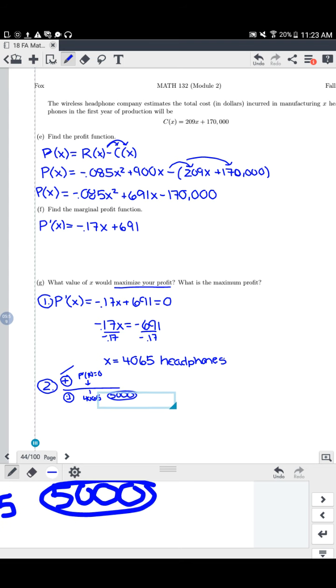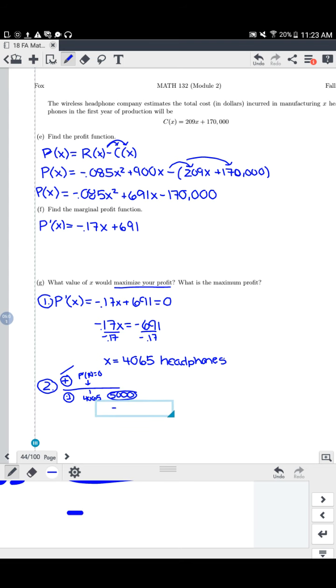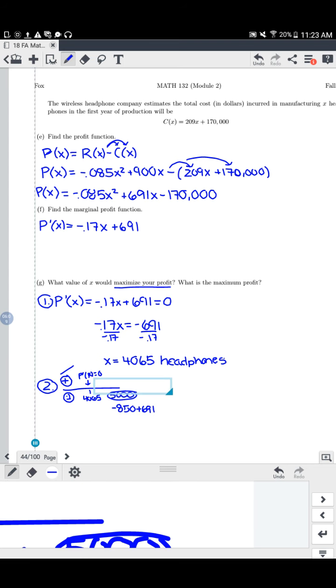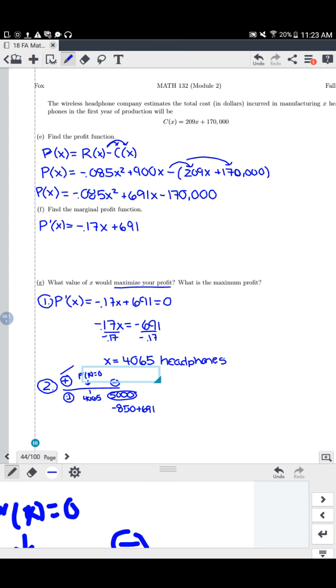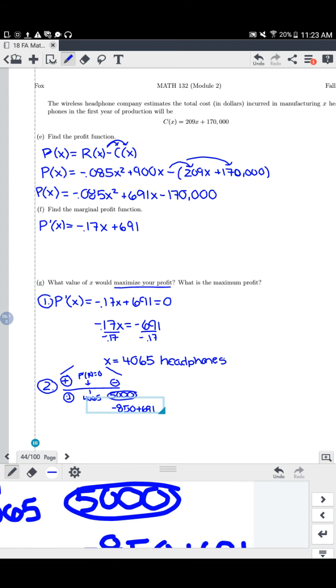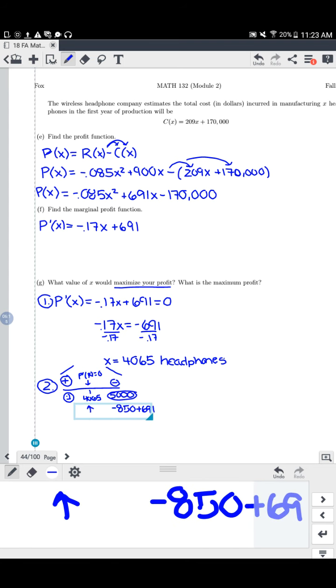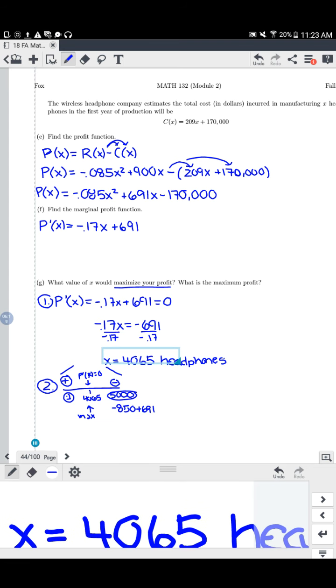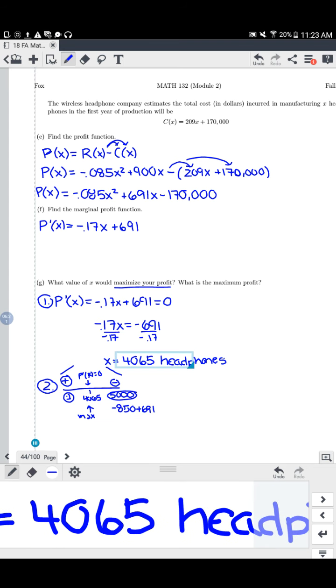Negative 0.17 times 5,000 would be negative 850 plus 691. And again, of course, I'm always plugging into the derivative on a sign chart, and I get a negative derivative here. So I went from a positive derivative to a negative derivative. So we really do have a max. And we really are going to tell them to make 4,065 headphones.